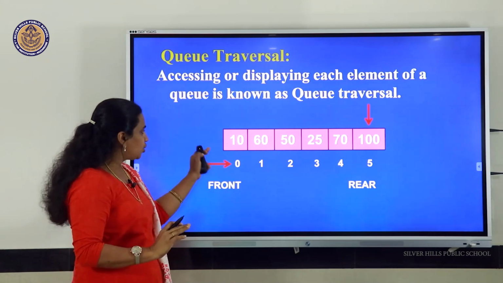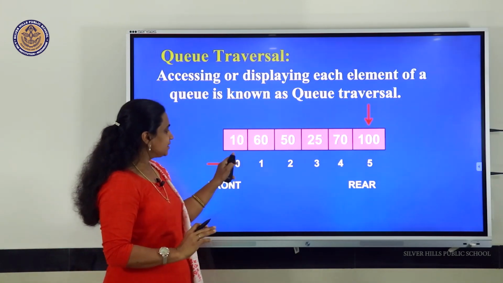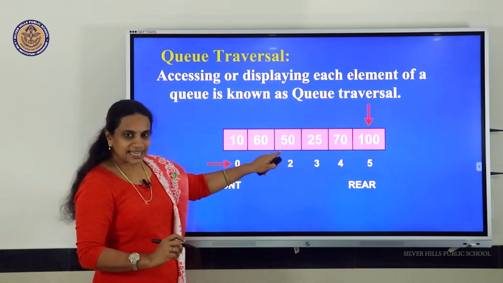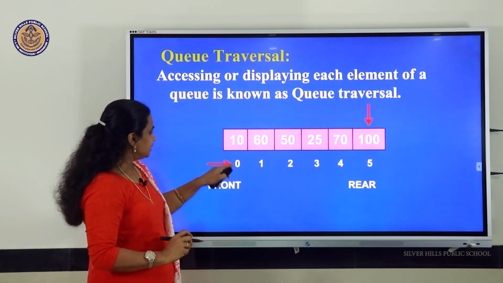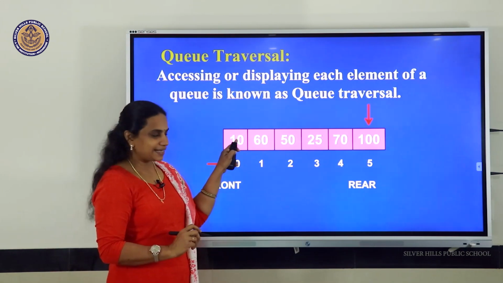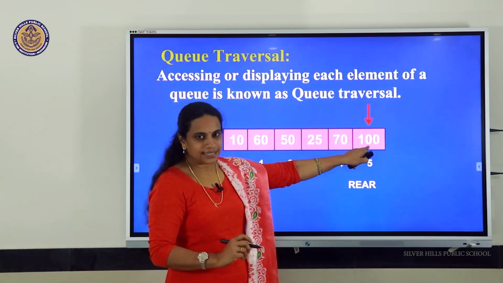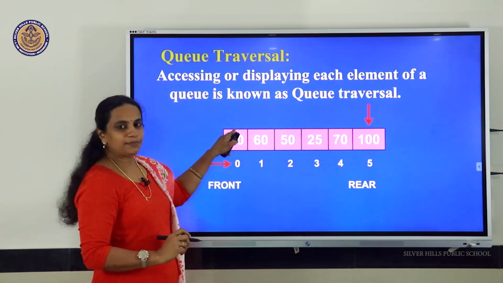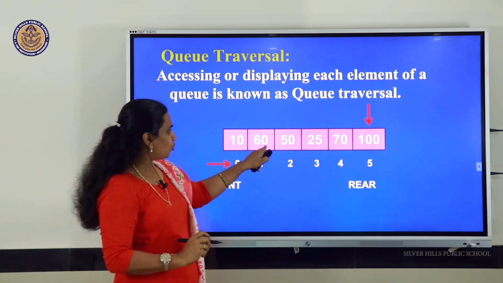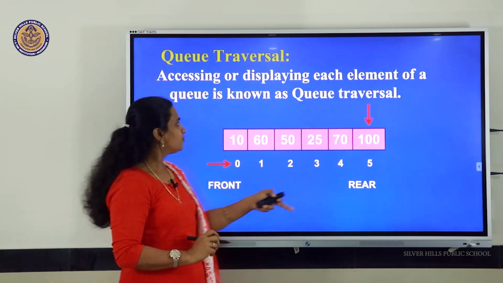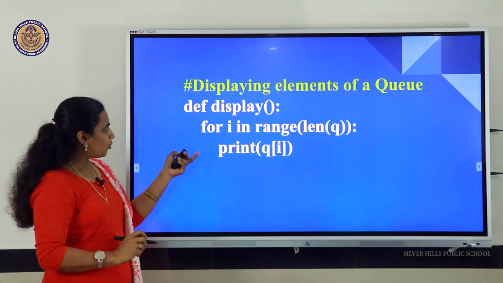Okay. Now, in a queue, the indices are like this: 0, 1, 2, 3, 4, 5, and there are 6 elements in the queue. In front of the queue the element 10 is there, and at the back of the queue the element 100 is there. Okay. Now, you can start printing from 10, then followed by 60, 50, 25, 70 and 100. For that, you can code it like this.